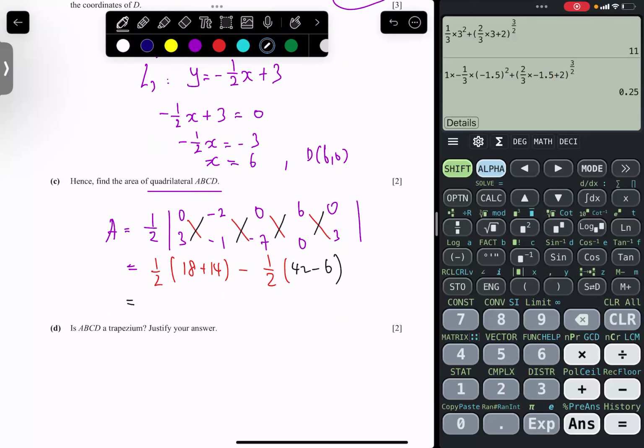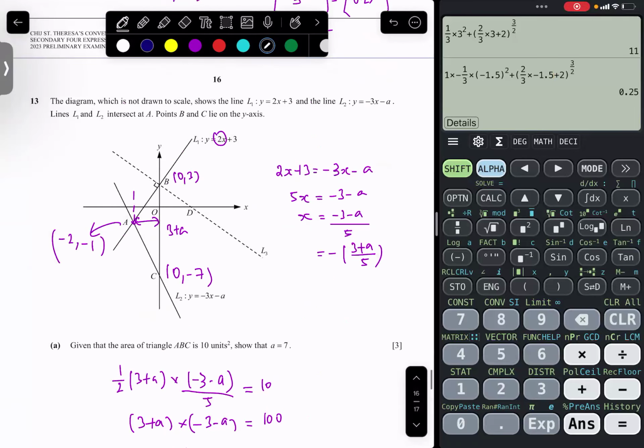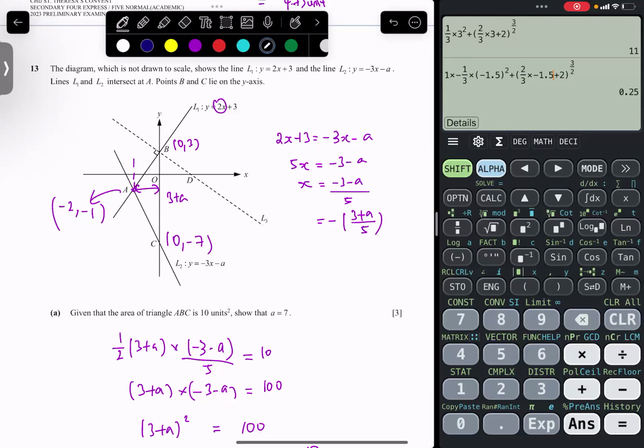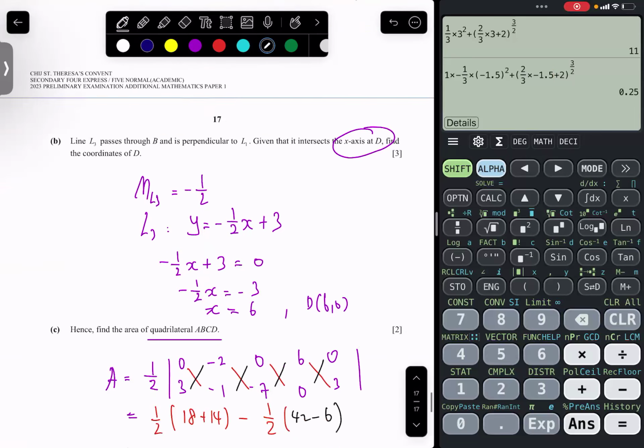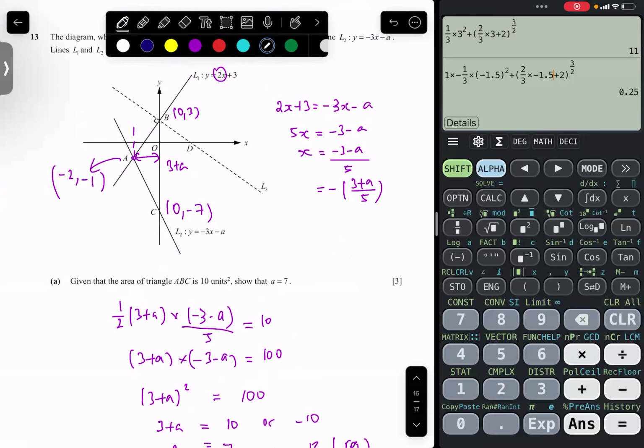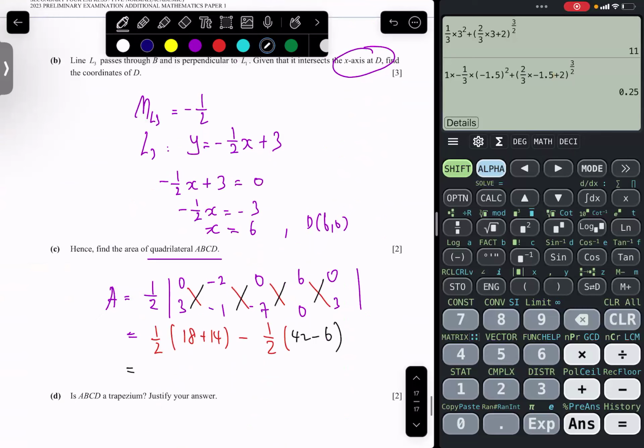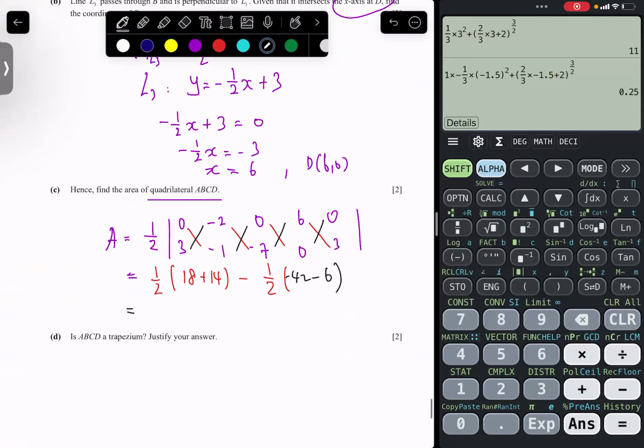So that will be 16 minus 18. Wait, did I go anti-clockwise? Yeah, I went anti-clockwise: (0, 3), (-2, -1), (0, -7), D (6, 0). Oh wait, this is -42. -42 and -6 is -48. So it's half of 32, which is 16, plus 24. So it's 40 unit squared. Okay, all right.